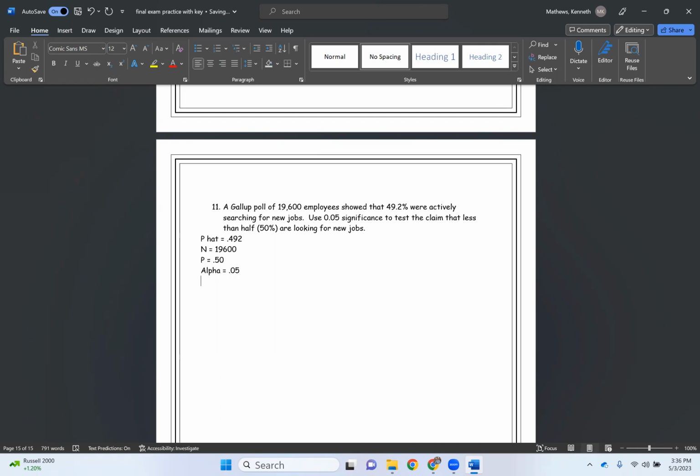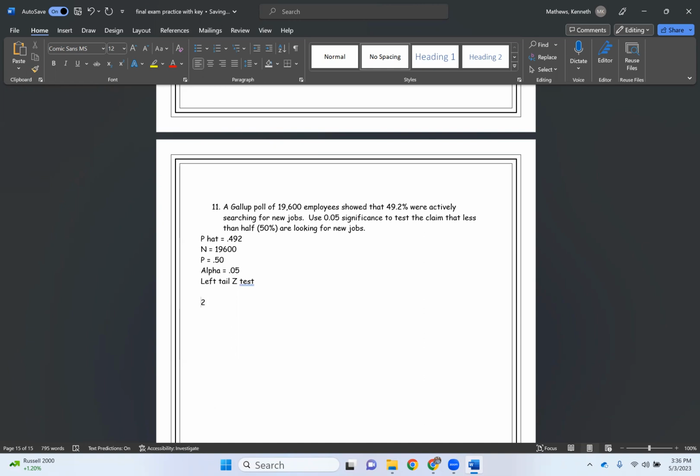Now it says use 0.05 to test the claim that less than half are looking for new jobs. So we want to say that P is less than 50%. So it's going to be a left tail z-test.